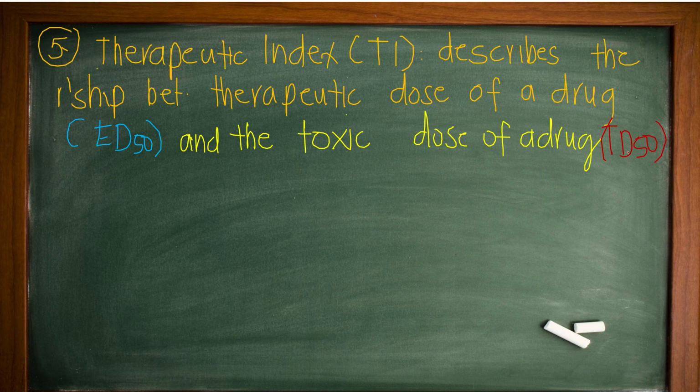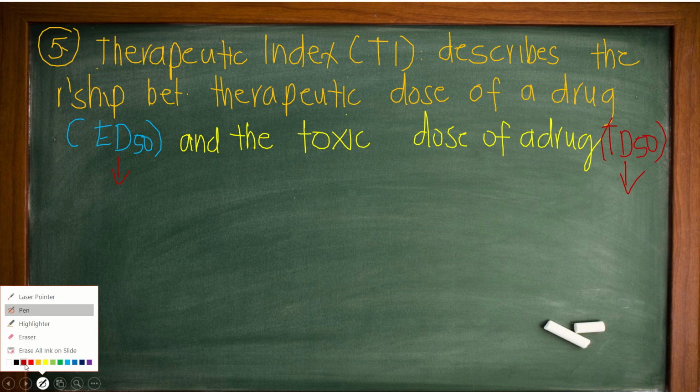So it is simply the difference between these 2 points. Difference between the therapeutic dose and the toxic dose of a drug. That is your therapeutic index. What is ED50 and what is TD50? Okay, para maintindihan lang natin, the difference between your ED50 and your TD50, yun yung tinatawag natin na therapeutic index. Now, what is an ED50? What is ED50 and what is your TD50?